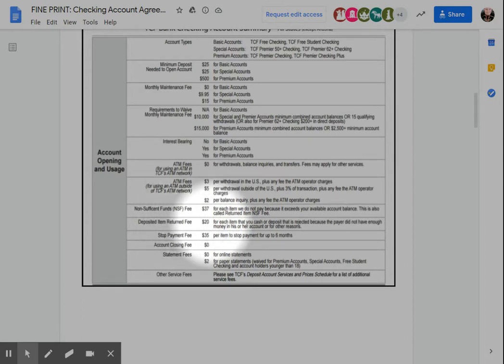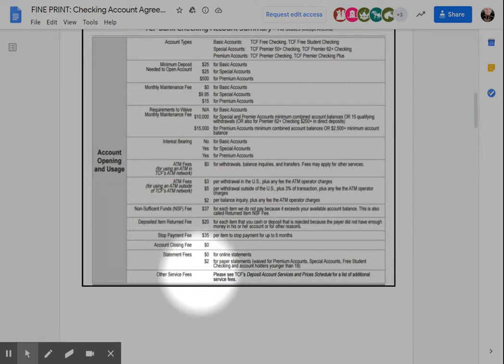My friend gave me a check and she didn't have enough money in her account. So I got charged at my bank. It's $12. If I was banking here, it'd be $20. A stop payment fee is $35. I can close my account for free. And statement fees, $0 for online statements. If I want to get a paper statement, I have to pay $2 for that.